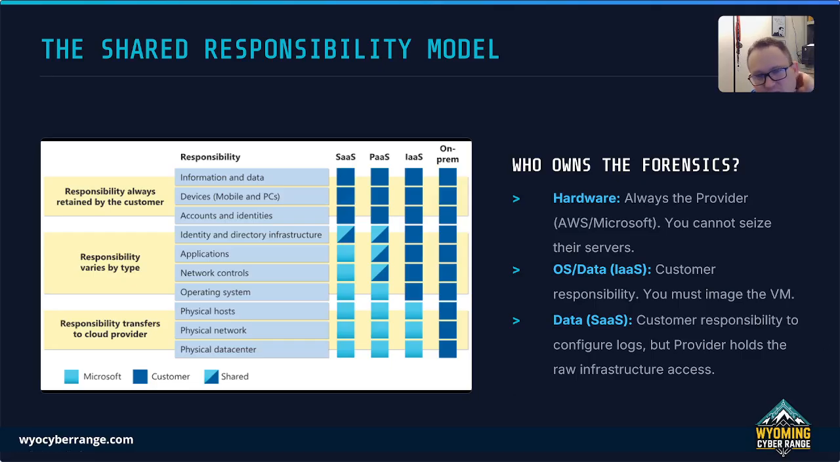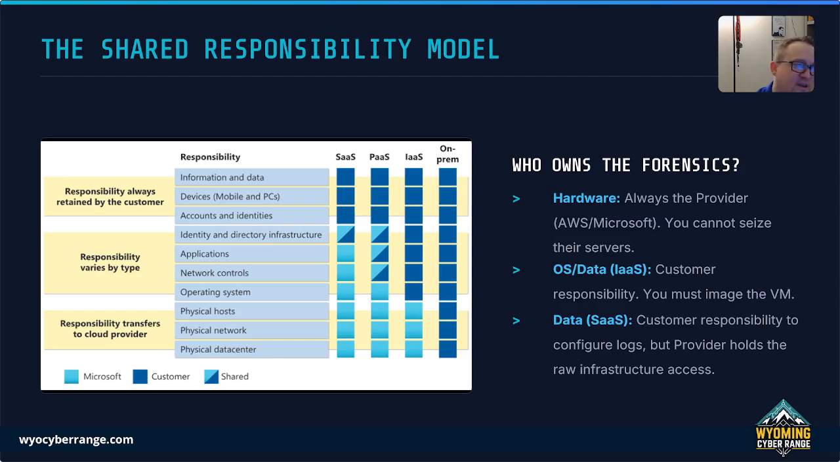Okay. So let's talk about the shared responsibility model itself. Now, this is a very critical concept when we're talking about cloud forensics. The shared responsibility model is, well, who owns the forensics? Who owns it? And so we have to think about this. And there are 3 different little pieces here. Hardware normally is always going to be the provider's responsibility. You can't just walk into an AWS data center and seize the server. It's just not something that is doable. So that's probably going to be the owner of whatever cloud we're talking about.